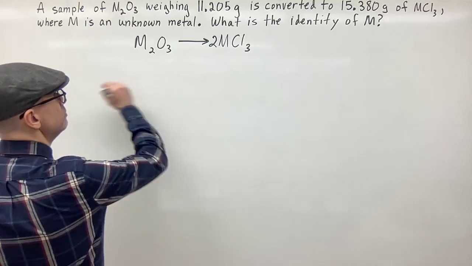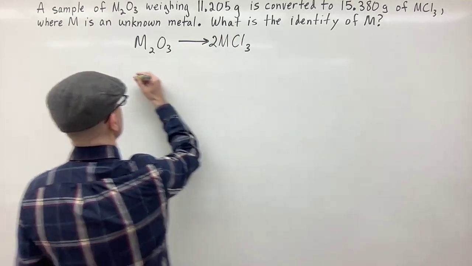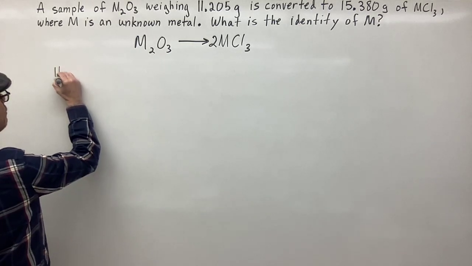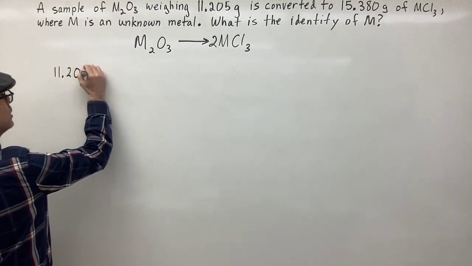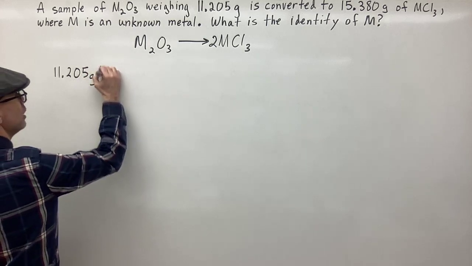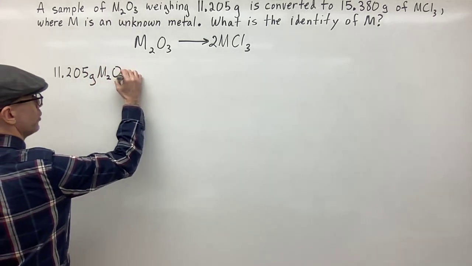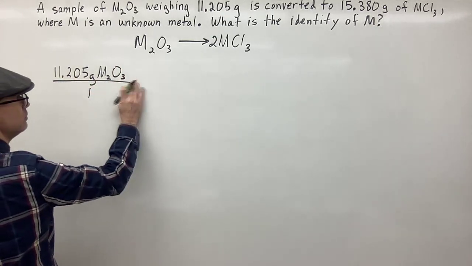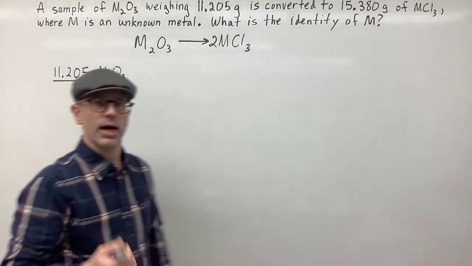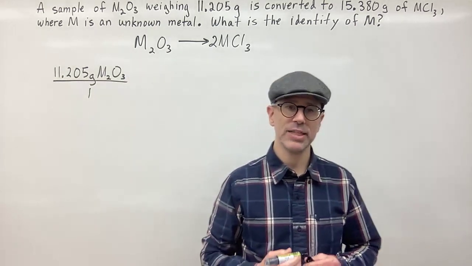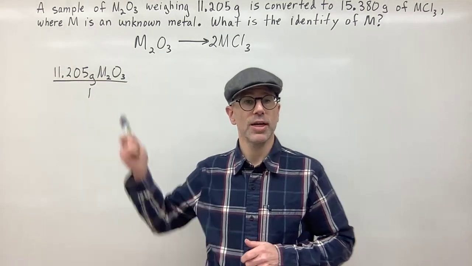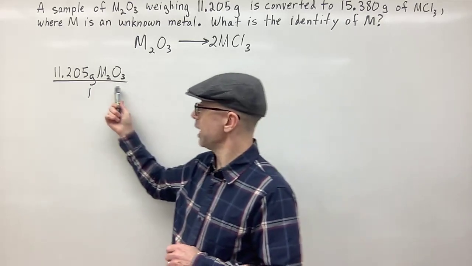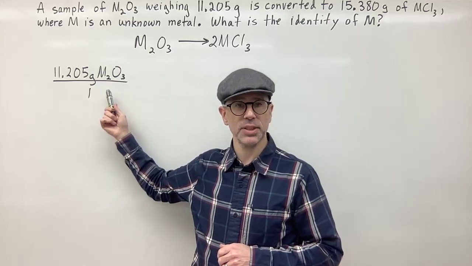So I'm going to give myself some room. I'm going to start off with 11.205 grams of M2O3. That's the formula of the substance over 1. Now, what do I want to do? My first step in a mass-to-mass conversion is to convert the grams to moles using the molar mass. But I don't have the molar mass of the substance.